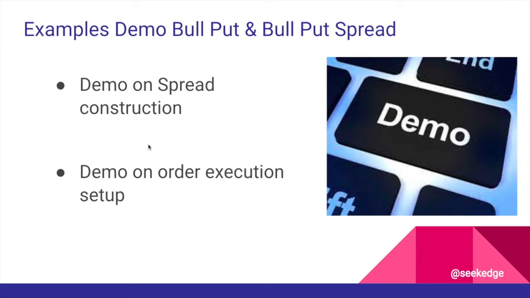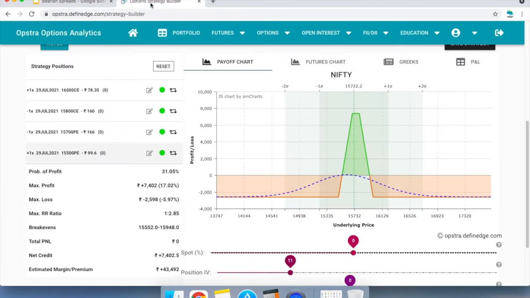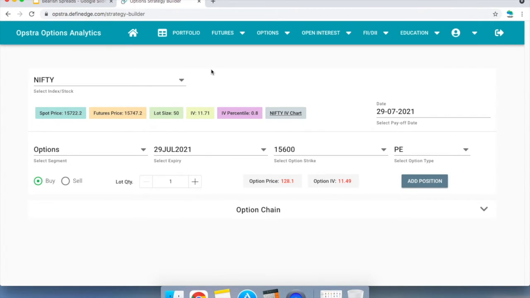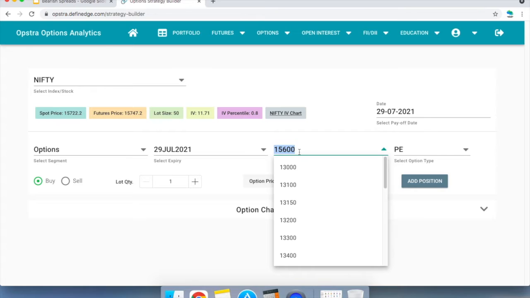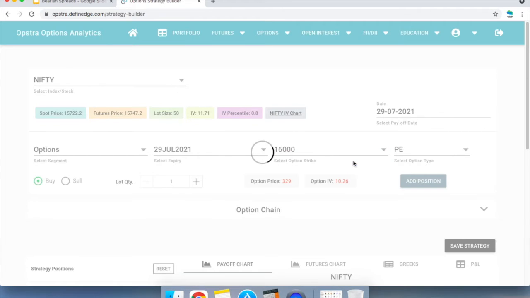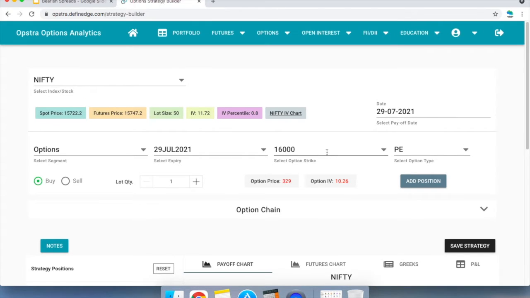Yeah, let's go into Abstra and see. I have already created it here. I'm just clearing off. Let's say we are seeing a resistance at 16,000. We are going to construct something on the bearish side, right? So you're going to buy this. You're going to see a bearish put. Bear put spreads is what you're going to see.